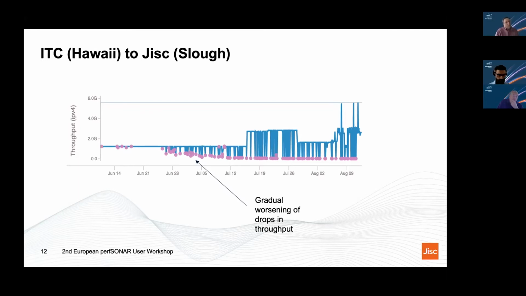The increase there that you see in the baseline was caused, I think, by us tuning the TCP buffers on the Slough host. That's what I seem to remember.